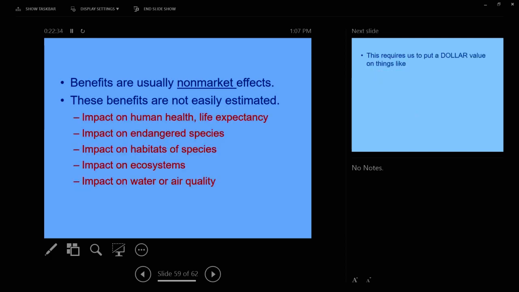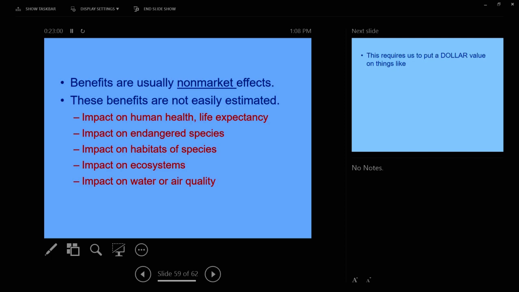We might be talking about the impact on human health and maybe a change in life expectancy. Well, we lower emissions, we increase life expectancy, we make people healthier. I need to put a dollar figure on that. Or what about the second one? We do something and it benefits an endangered species. Again, that's not a market effect. We would need to somehow find a way to measure that.